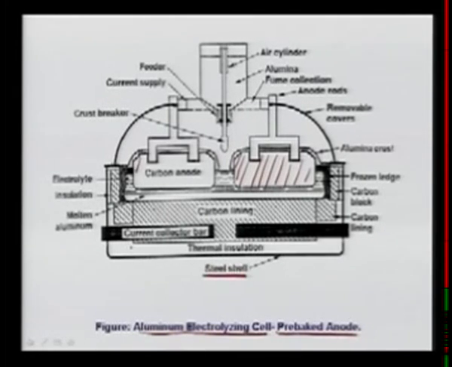And these are the anodes. Okay. And this is what is called carbon lining, as you see here. That portion that I will try to show you this way is this one, the carbon lining, and this forms what we call the cathode.